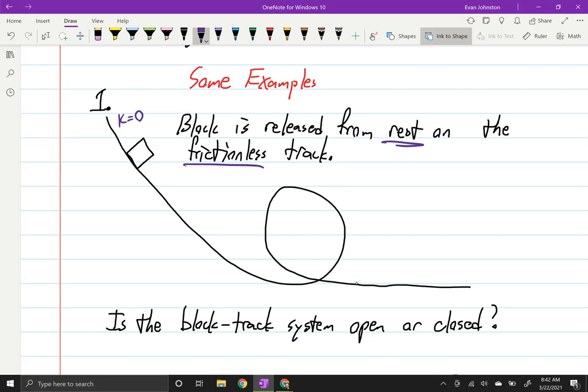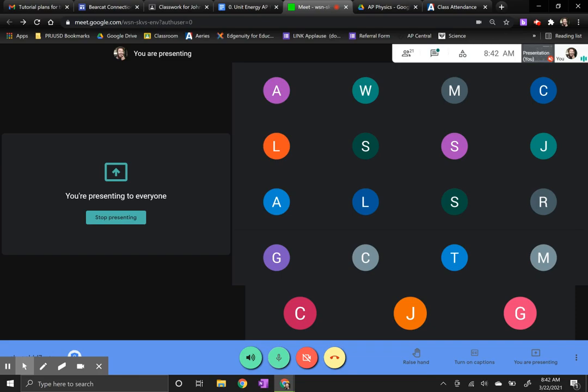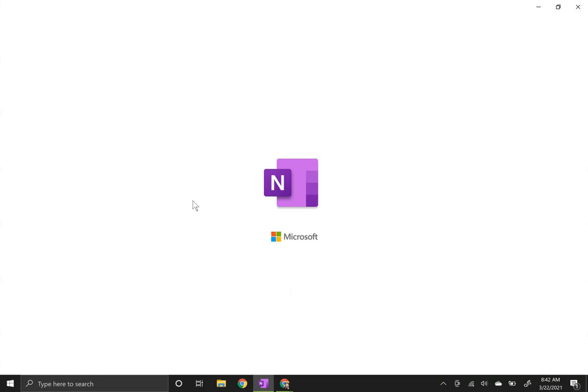But since it's just the block track system, there is also no potential energy due to, and I think my computer is going to have to close this. Sometimes I write too much too fast. We'll see if it closes it or not. Yep, there we go. And let's come back.